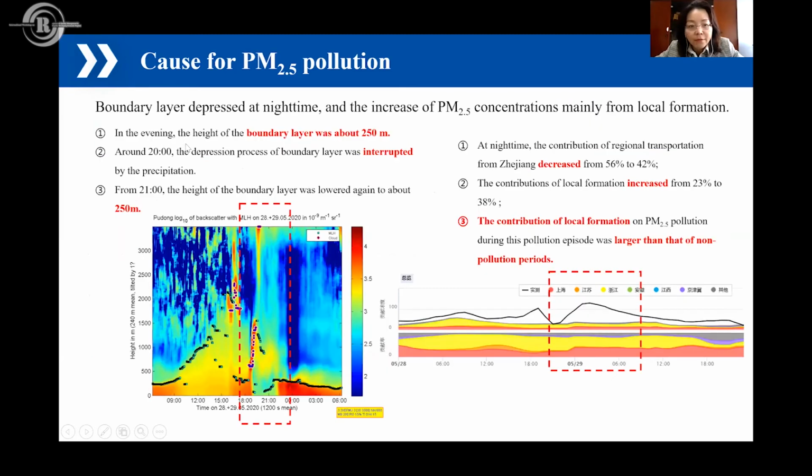And we can also find that the boundary layer at midnight has decreased. So this also gives us the information that the adverse weather condition of a low boundary layer, just about 250 meters, promotes the local formation of PM2.5 in Shanghai.